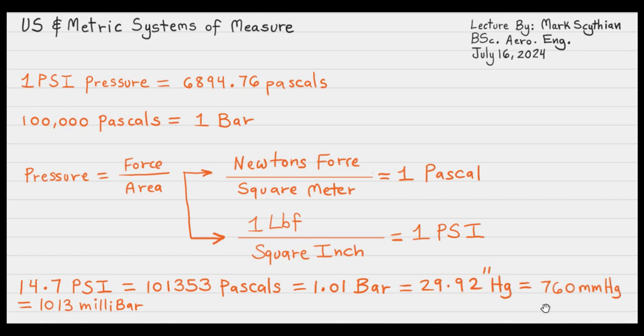And then, of course, if you look at millibar, that is a bar divided by 1,000. So again, if we were to divide 101,353 pascals, or 100,000 plus 1,353 pascals, or 1.01 bar, we could also get 1013 millibar as equal to 14.7 psi, mean sea level, standard atmospheric pressure as well.